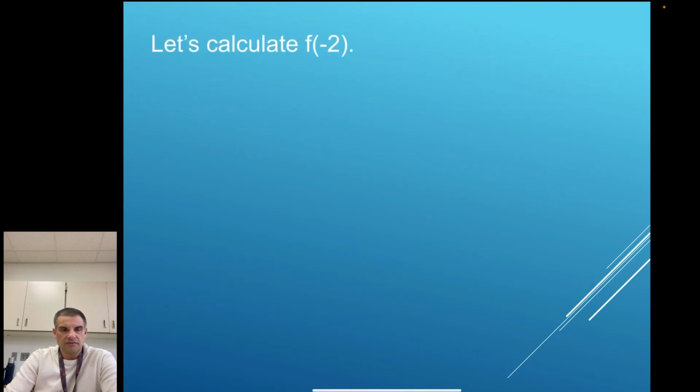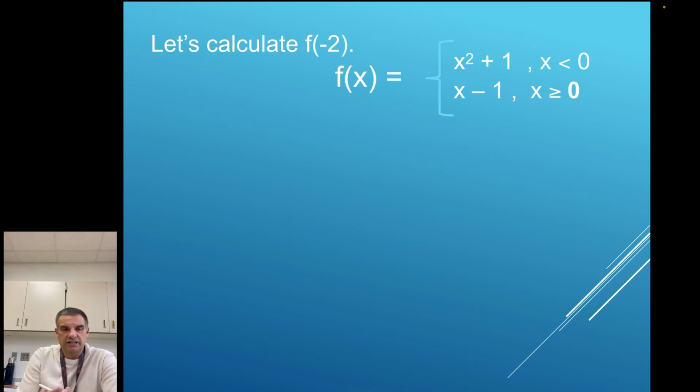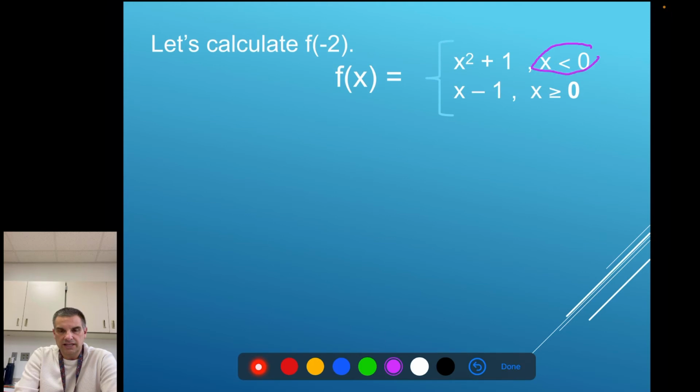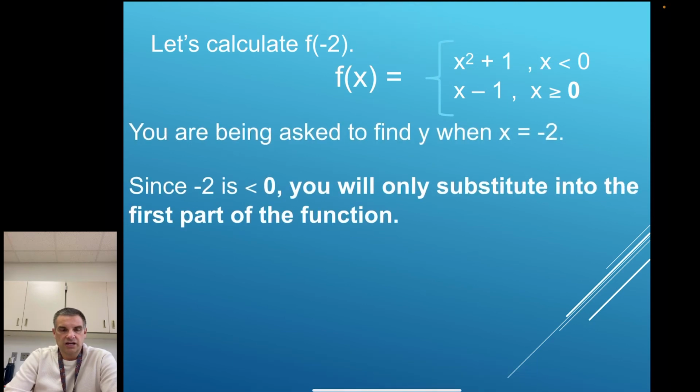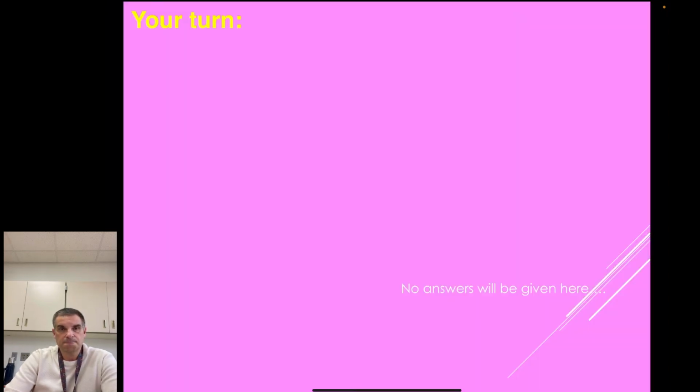If I evaluate f of negative 2, again, we look and see where negative 2 falls. Negative 2 is less than 0, so it falls in this function. Anywhere I see an x in that function, I'm going to replace it with a negative 2. We go ahead and solve that. We get 5. So f of negative 2 is equal to 5.